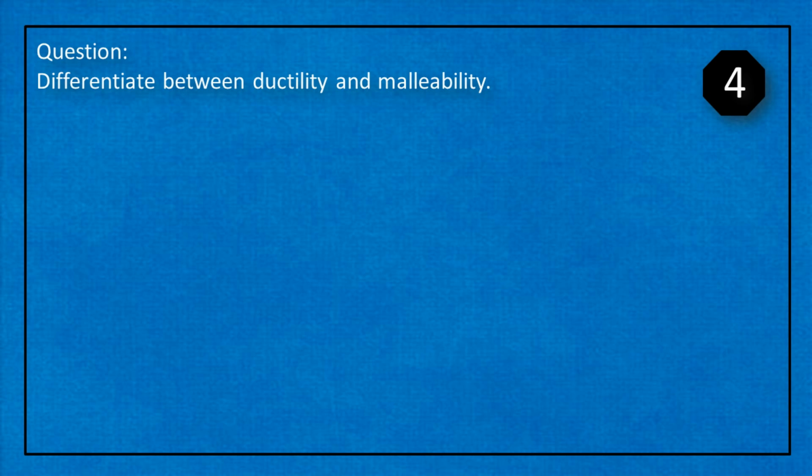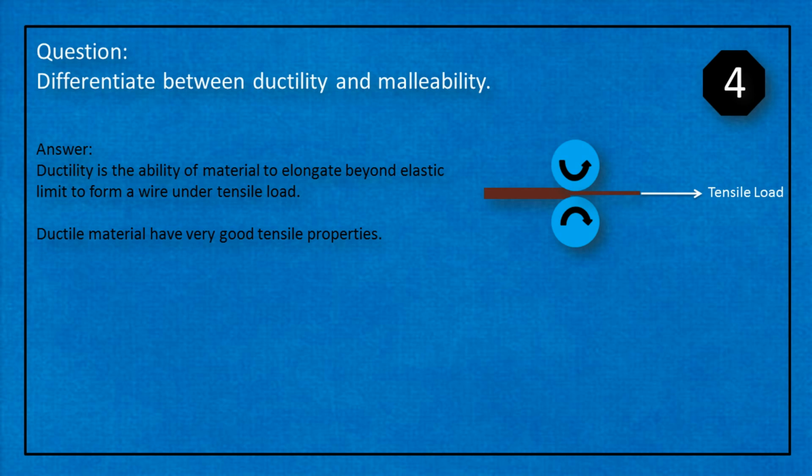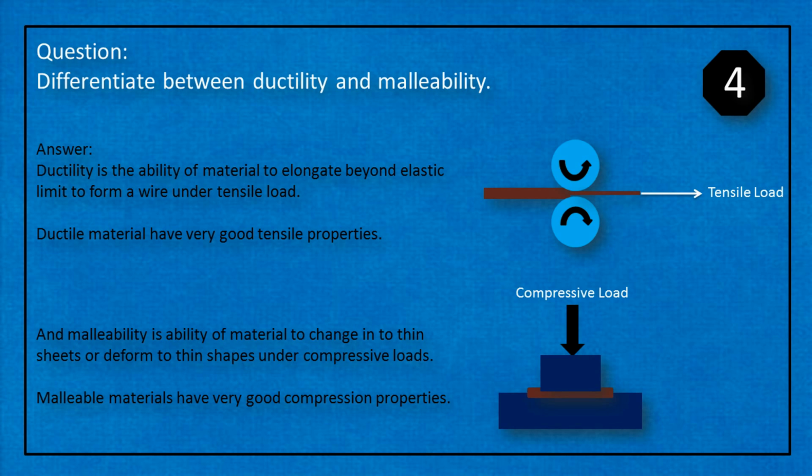Question: differentiate between ductility and malleability. Answer: ductility is the ability of a material to elongate beyond the elastic limit to form a wire under tensile load. Ductile materials have very good tensile properties. And malleability is the ability of a material to change into thin sheets or deform to thin shapes under compressive loads. Malleable materials have very good compression properties.